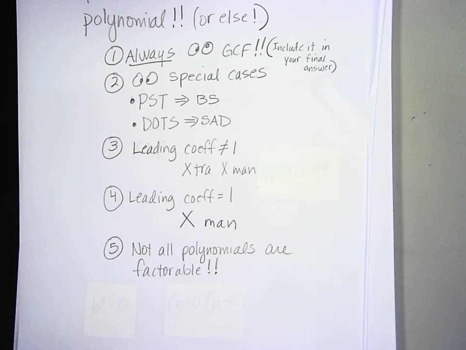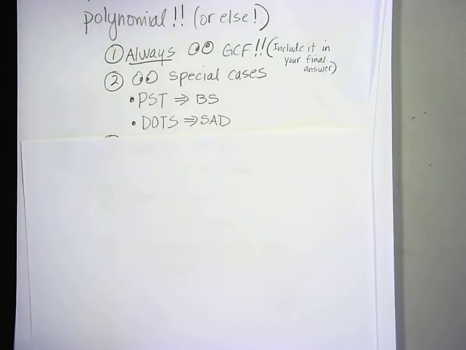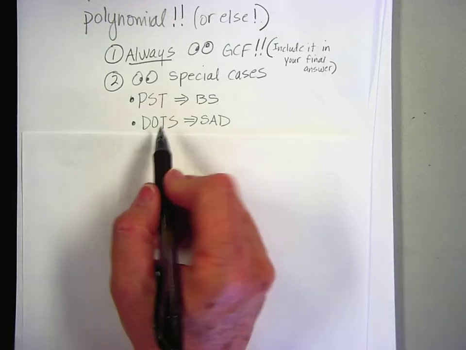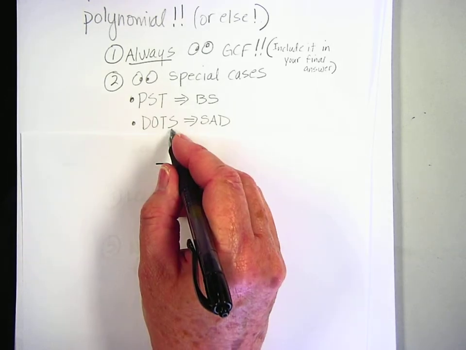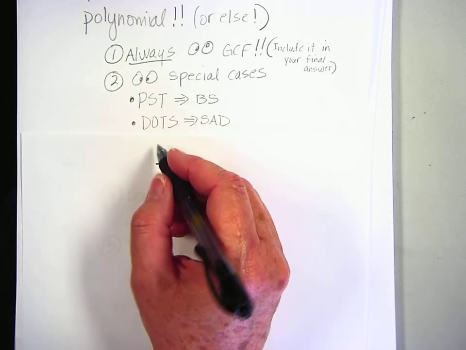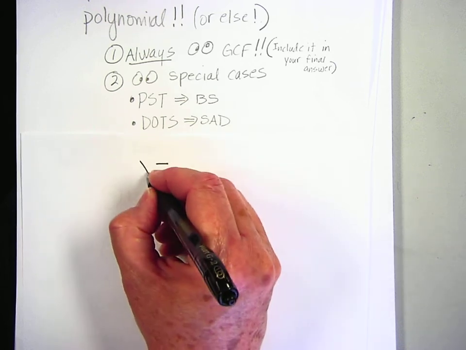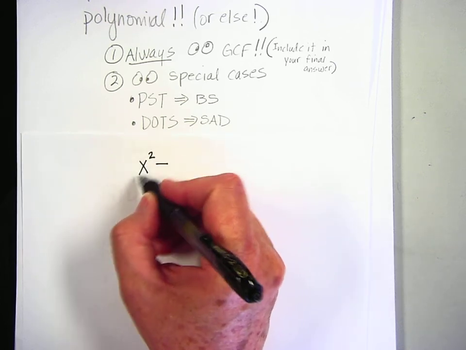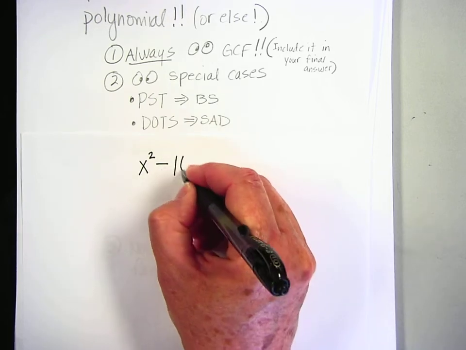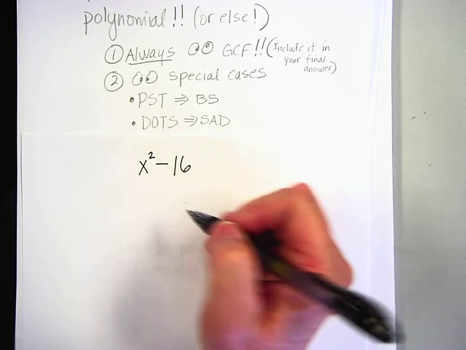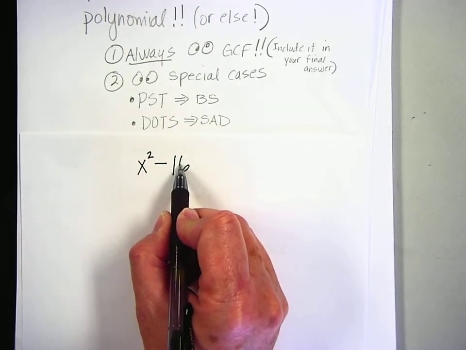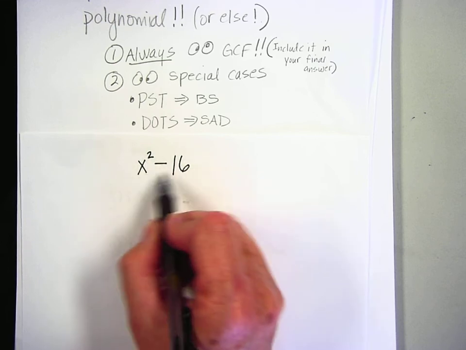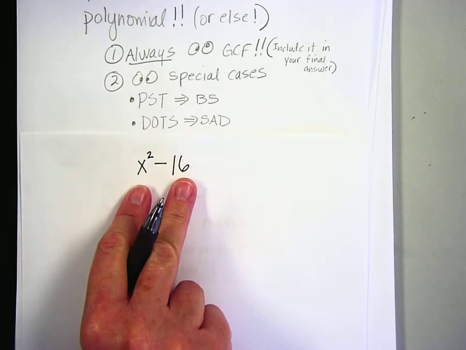Okay, my next special case I'm going to look at is called DOTS, and DOTS stands for difference of two squares. Now let's think about that. I know difference means I'm going to subtract something. Two squares means I have two terms and they are both square numbers. For instance, x squared is a square term. I can take its square root, and 16 is a square term because it has a square root. So guess what? This is the difference of two squares. And of course this is always going to be a binomial because it only has two terms, not 3.